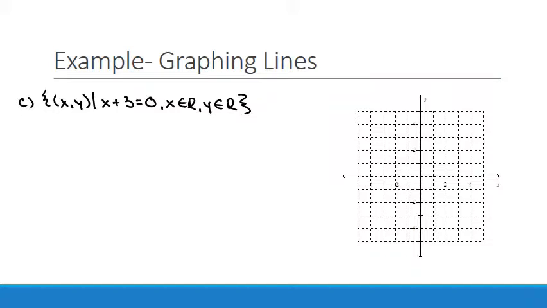Again, we only need to really pay attention to the line and the number system. Okay, the number system, it's real numbers, so I know it's continuous. So because it's continuous, I can draw a solid line. This equation, though, is a little bit different, right? So I have x plus 3 equals 0.